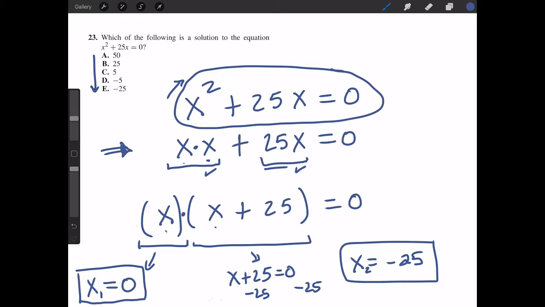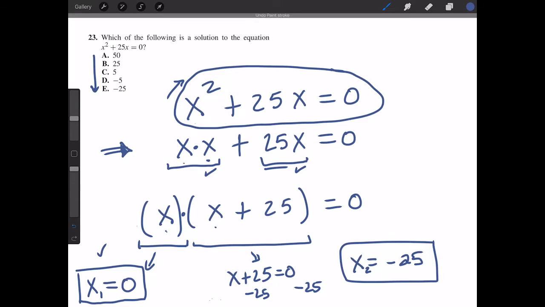Quadratics, equations that have a variable raised to the second power, will always have two solutions. So they may be equal, but it'll have two solutions potentially. Anyways, in this case, x sub 2, or the solution we wanted, is negative 25, which is choice E.